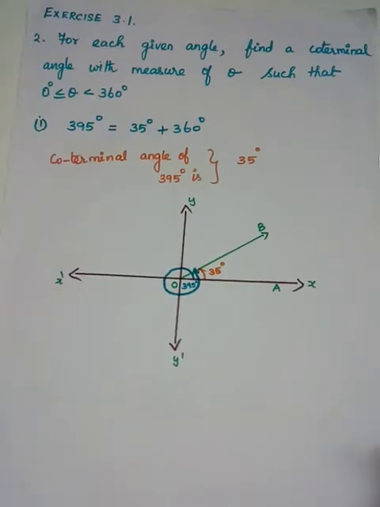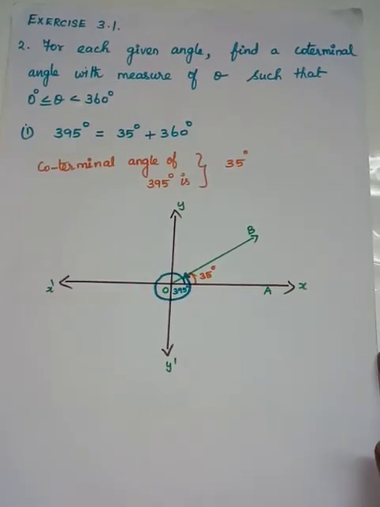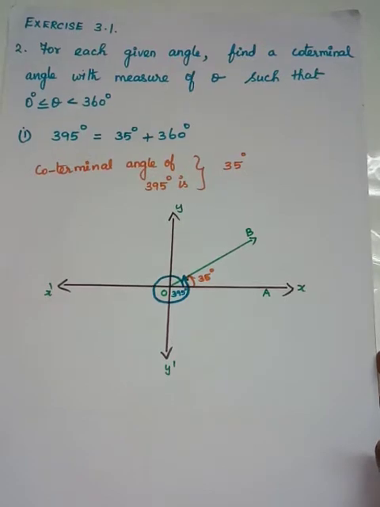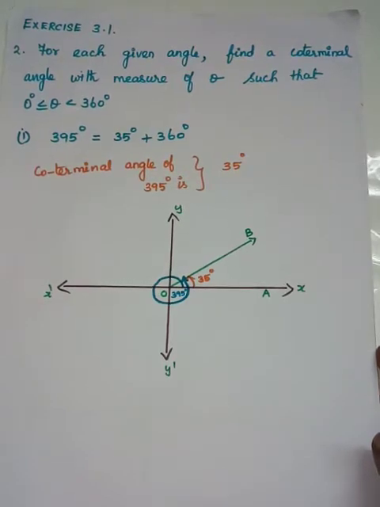Come to exercise 3.1, problem number 2. For each given angle, find a coterminal angle with a measure of theta such that 0 degrees is less than or equal to theta less than 360 degrees. The theta, the coterminal angle that you are going to find, should be from 0 degrees to 360 degrees, but it should not take 360 degrees, because it is written as less than 360 degrees only.